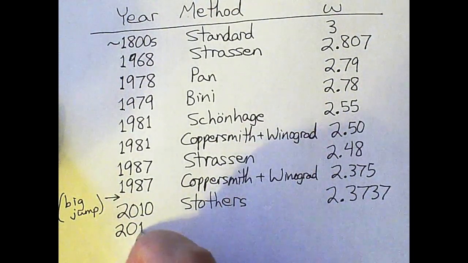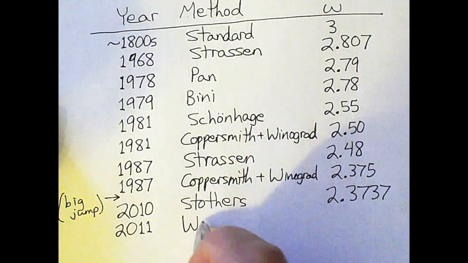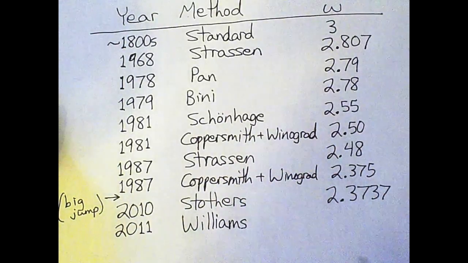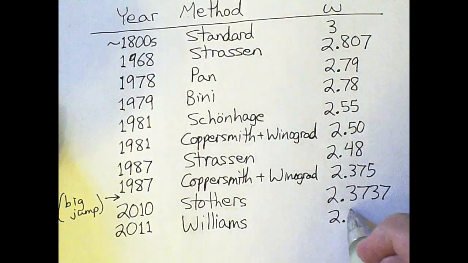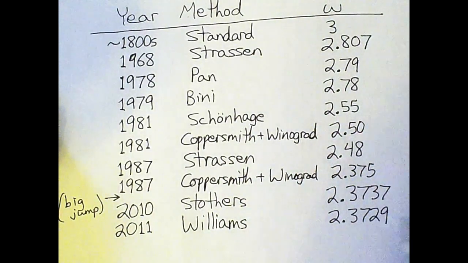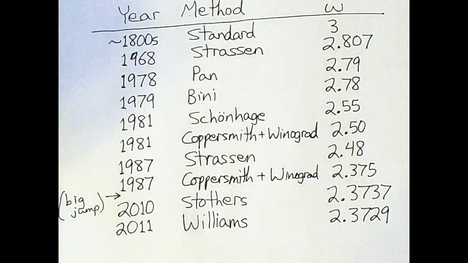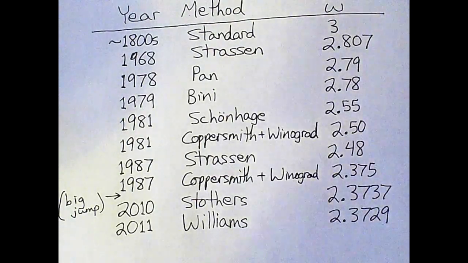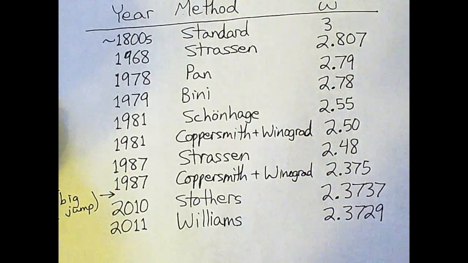And actually 1 year later, there was a method by Williams. Virginia Williams brought this down to 2.3729. So, I'll just tell you, since I'm telling you the timeline of this, that I learned about this kind of problem when I was in graduate school. And when I learned about this problem, I learned that this method by Virginia Williams was the best method that existed. And that was the end of the story. But stuff has happened since then.